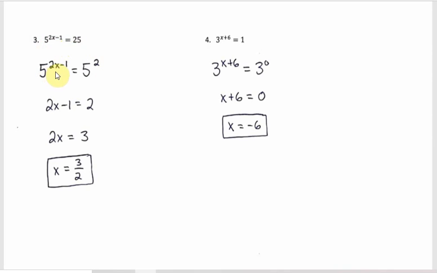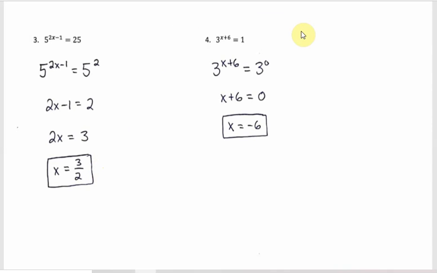So 5 raised to the power of 2x minus 1 equals 5 squared. So then the exponents must be equal. So 2x minus 1 has to be equal to 2. And if we solve that one, you add 1 to both sides, you end up here. Then you divide both sides by 2, you end up down here where x is equal to 3/2. So that one's actually not that bad.